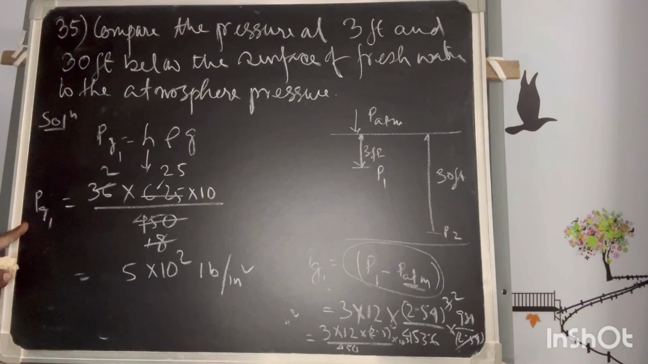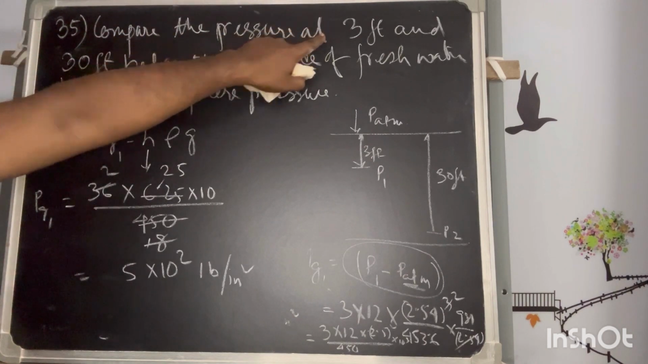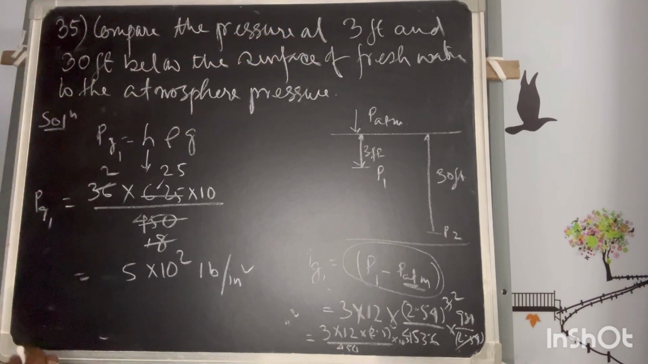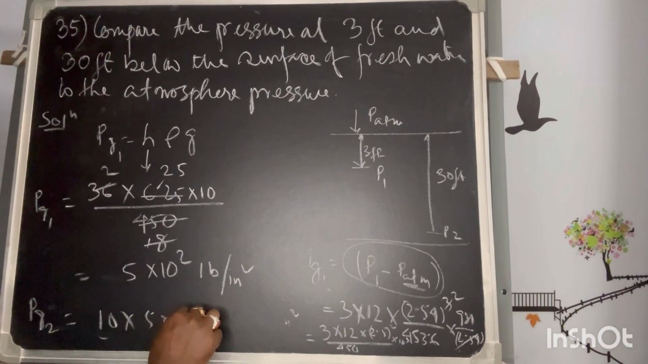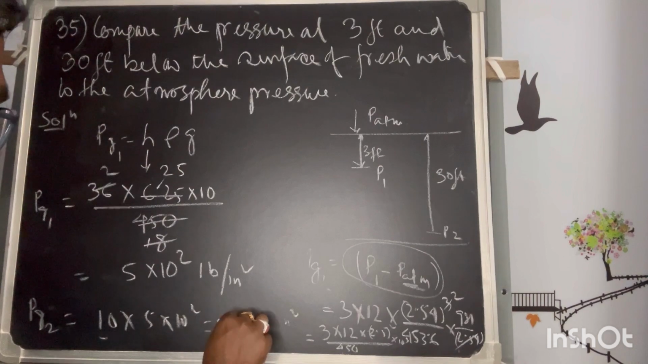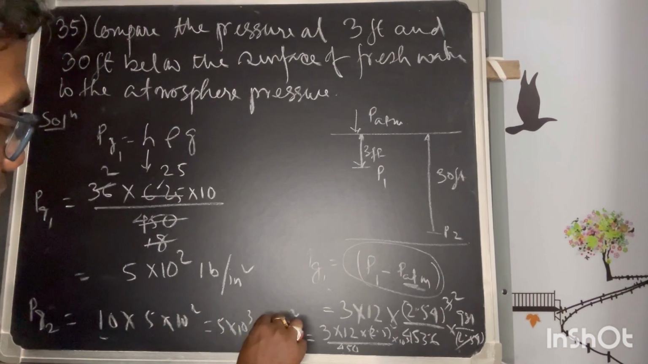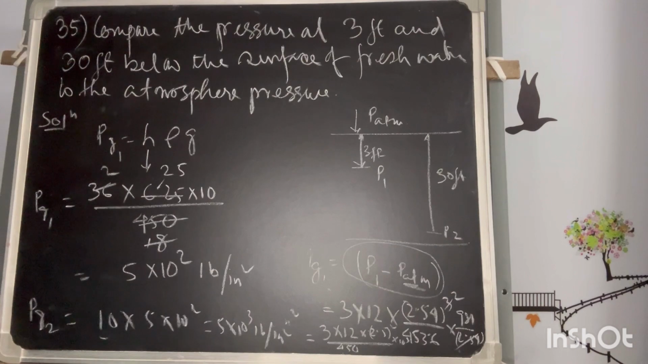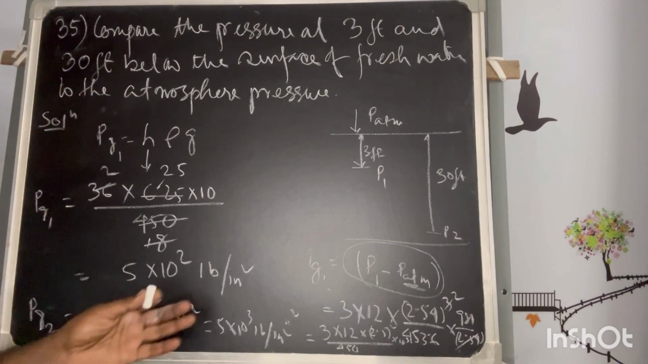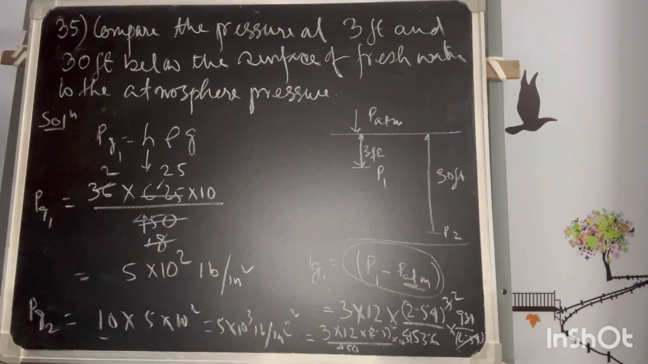So this is Pg1, and for the second one, instead of 3, it will be 30 feet. So this will be 10 times. Pg2 is equal to 10 times, so 5 into 10 to the power cube, and the unit will be the same, in square. Okay, in FPS. If it is in SI units, convert all the units accordingly and get the answer.